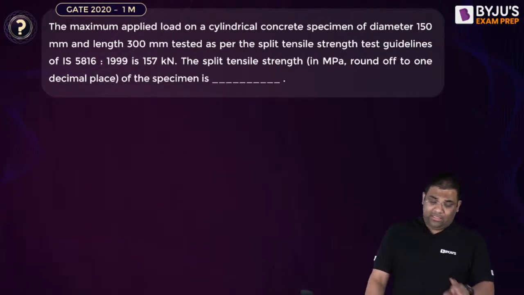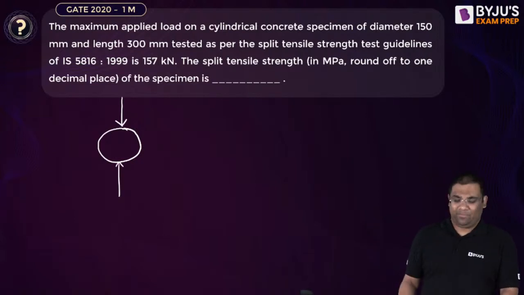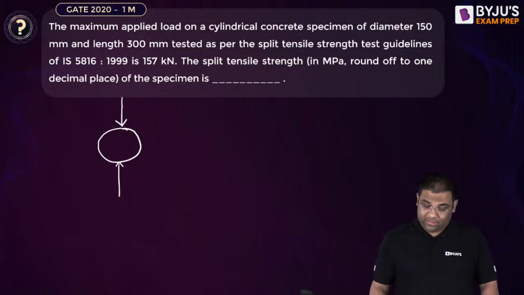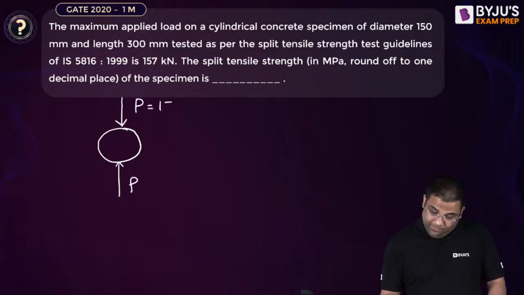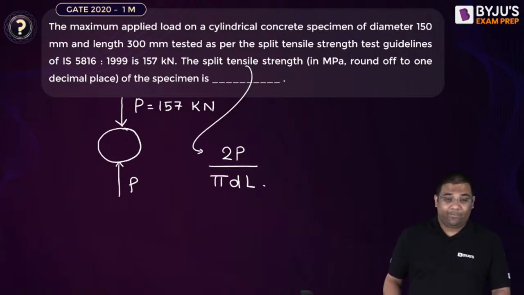So then the next question. This is actually one more question. This is from the split tensile test. It is common to building materials and concrete structures. So we have a load P acting, 157 kilonewton like this, and what is the split tensile strength? The split tensile strength is given by 2P by pi D L, the surface area of this particular cylinder, right?